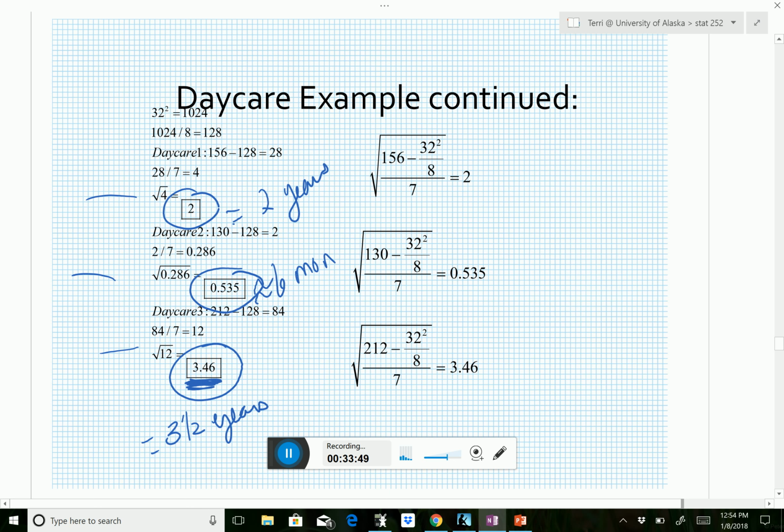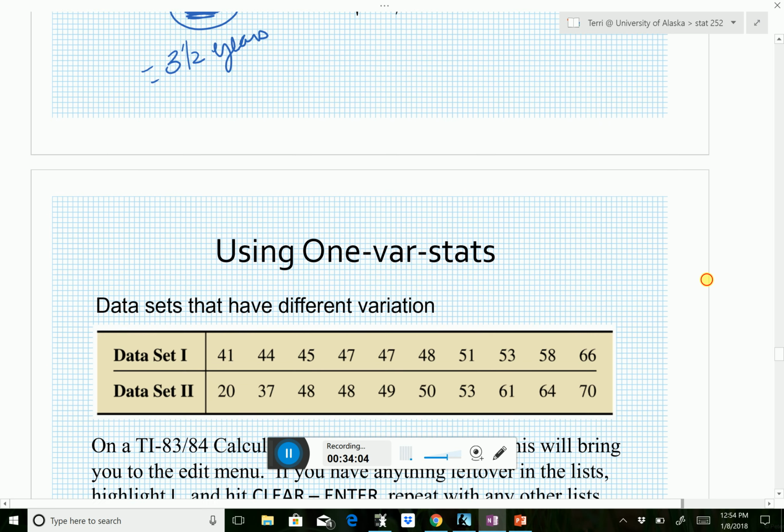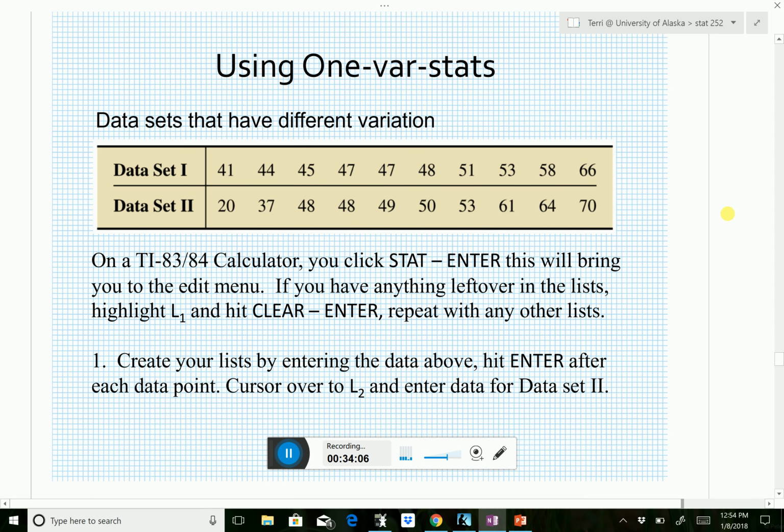So it actually gives you much more information about it than just, say, a mean. Oh, what's your average age? Your average age is 4. Well, what's your standard deviation? Really, really important part of the... So, again, we're going to use this 1-Var Stats.